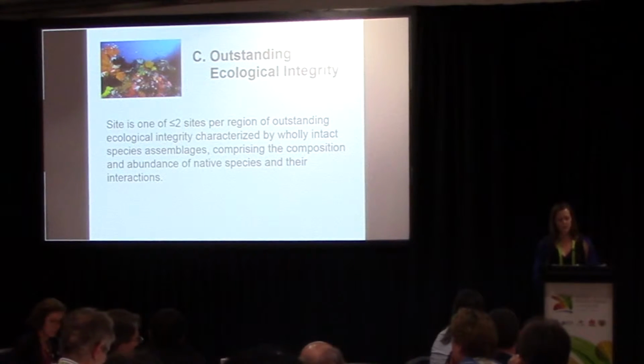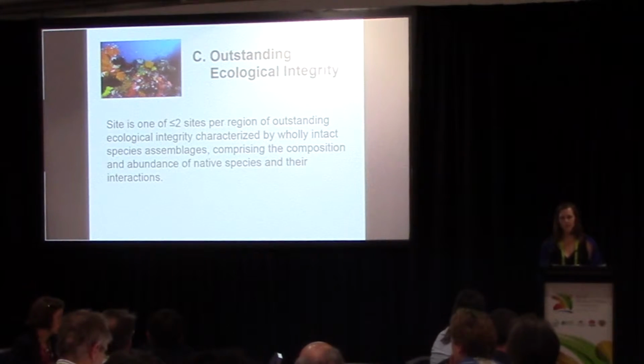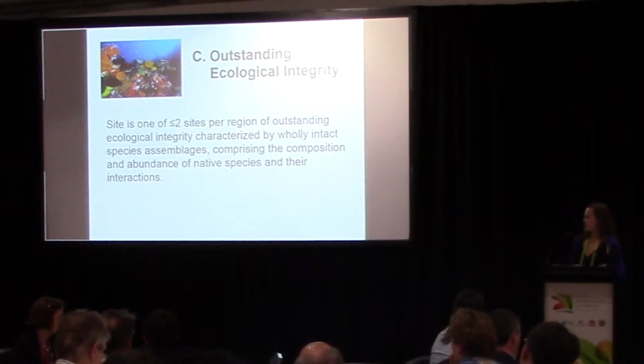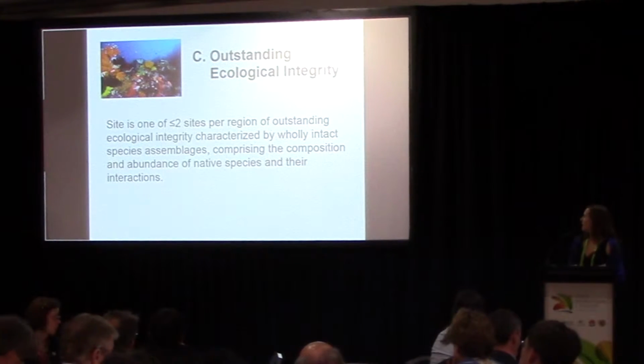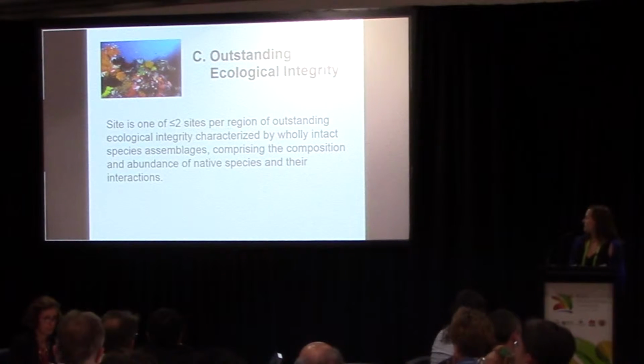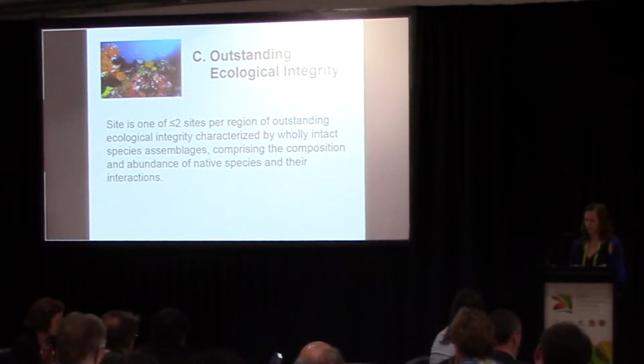Criterion C aims to identify truly outstanding examples at the global scale of natural and intact places that maintain fully functional ecosystems and their components. The threshold here is that KBAs under this criterion would be 2 or fewer sites per region of outstanding ecological integrity, characterized by wholly intact species assemblages comprising the composition and abundance of native species, and their interactions. So KBAs identified under this criterion will likely be very large, ideally at least 10,000 square kilometers, within the confines of manageability.